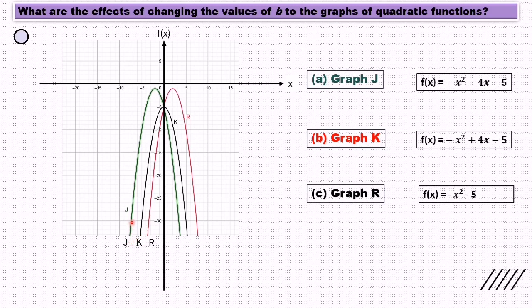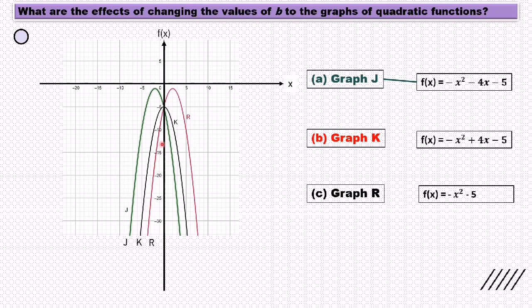Now let us try this question. We look at the graph J. The axis of symmetry lies on the left of the y-axis. Here is the axis of symmetry. Okay, so the value of b is less than 0, which means it's negative. Here is the value of b, before x. So here negative 4. So the function for graph J is f(x) equals negative x squared minus 4x minus 5.